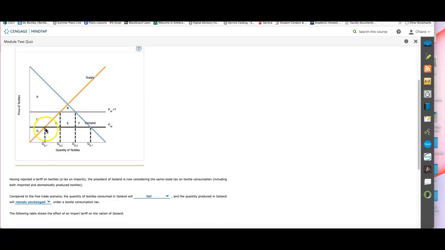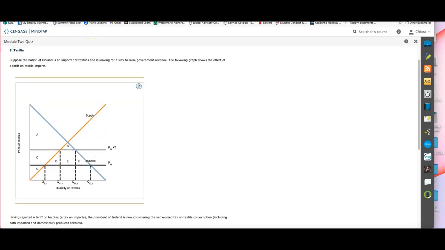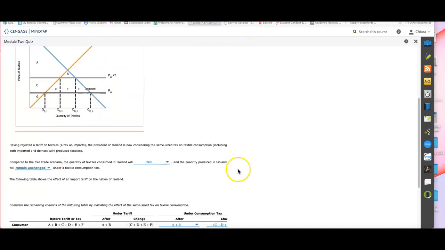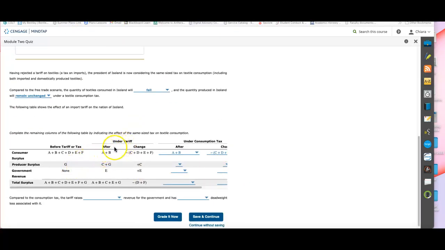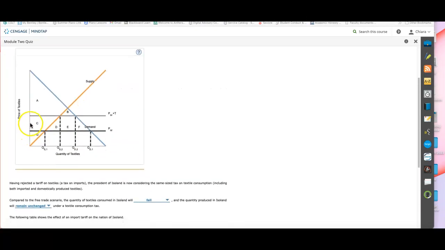So the producers, how are they affected from the tariff? At first, the producers are only getting G. So if we want to highlight that area, we can highlight it in a different color for the producers, let's say in blue. So this was the original producer surplus in free trade. They're getting the whole area that is below the world price, but above the supply. Now let's go look what happens. After the tariff, they're getting C plus G. So they're earning C. They're earning this whole area.